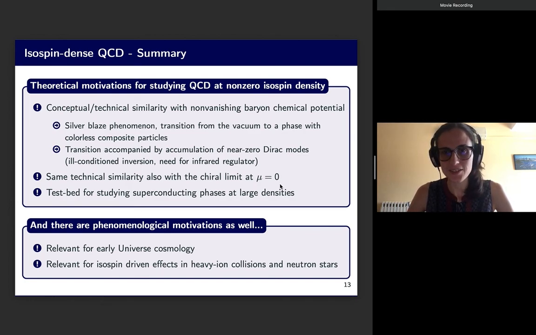And that's it. So this is one of the types of densities that we can afford in a full QCD setup. There is no sign problem. We can simulate there, and there are a lot of interesting physics questions to answer.